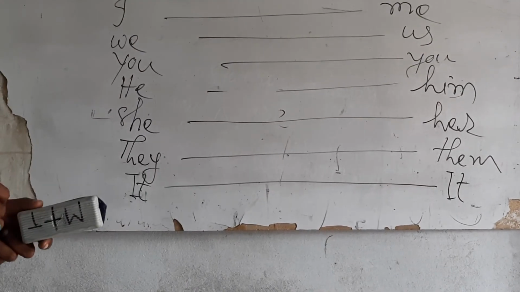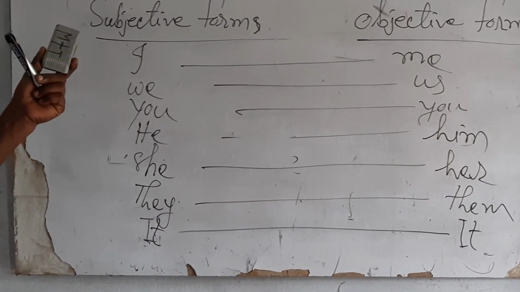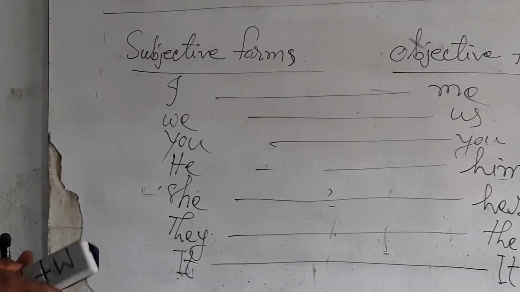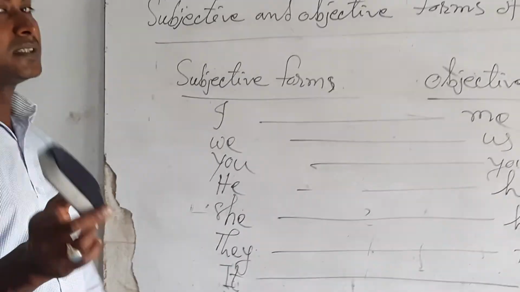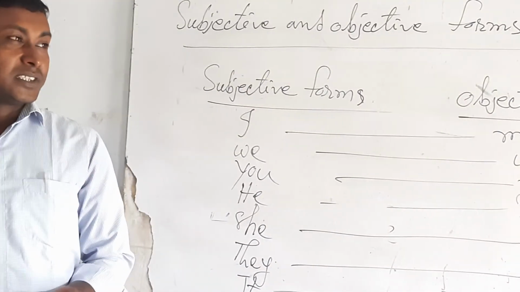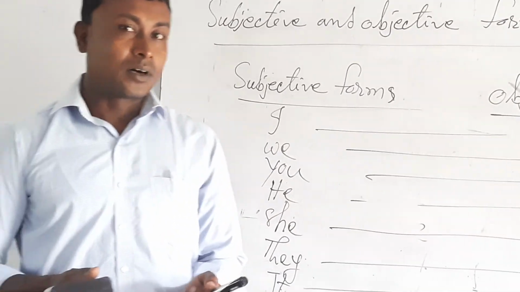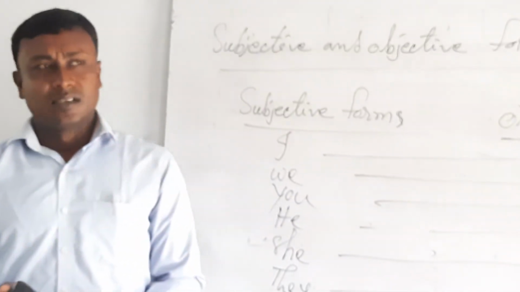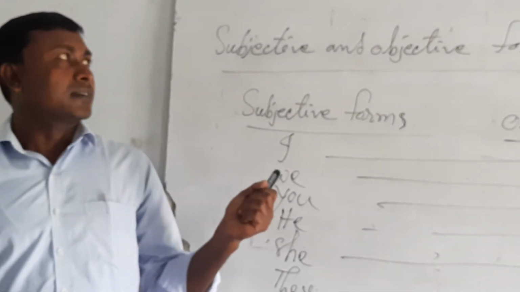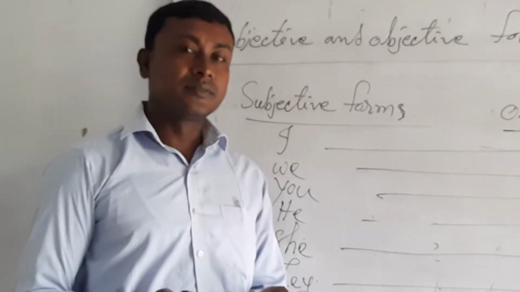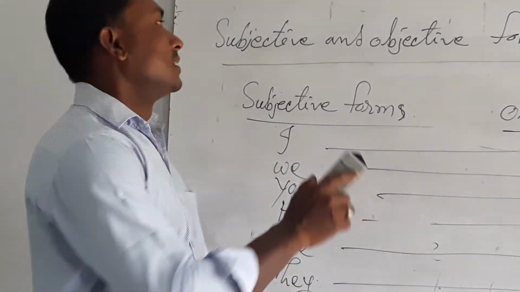So it is very important to remember that the subjective and objective forms are very, very important at the time of changing active voice into passive and passive voice into active. And the rules of changing the form of verb according to tense are very important if we want to change any assertive sentence from active to passive form of voice.